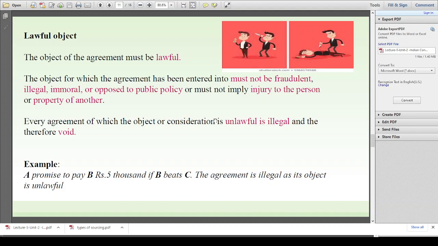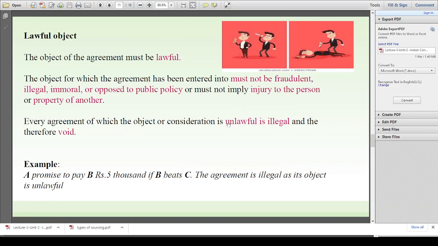For example, if you want to sell your car, fine, it's a legal agreement, the object is very lawful. At the same time, A promises to pay B rupees 5,000 if B beats C, correct? B beating C is not legal in nature, it is illegal in nature, so it is a void agreement, it's a void contract. Whatever the purpose, the object for which we are entering into a contract, it should be lawful and adhering to the public policy or morality of our society.